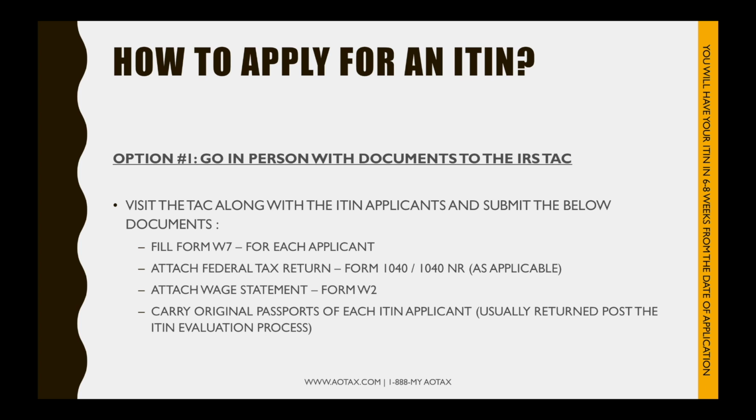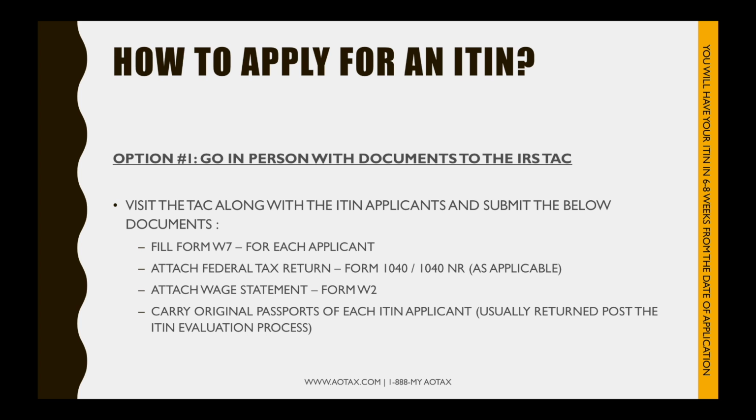This is how. Option 1: go in person with the documents to the IRS Taxpayer Assistance Center. TAC stands for Taxpayer Assistance Center. So what it says is, fill the Form W7. Step 1: fill the Form W7 for each applicant. Attach the federal tax return, Form 1040 or 1040NR. If you are a US citizen or resident, you will be filing Form 1040. If you are a non-resident, you will be filing Form 1040NR.